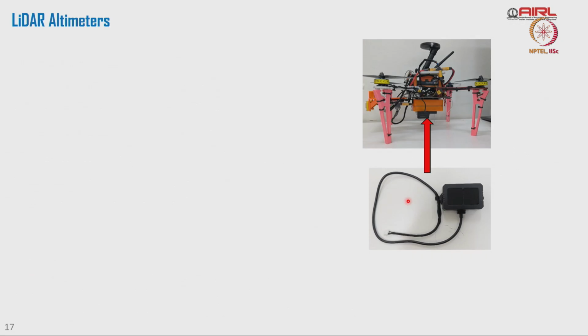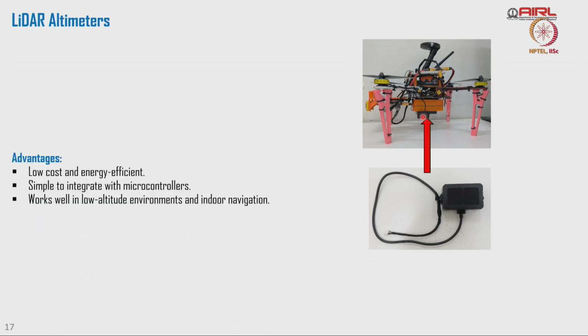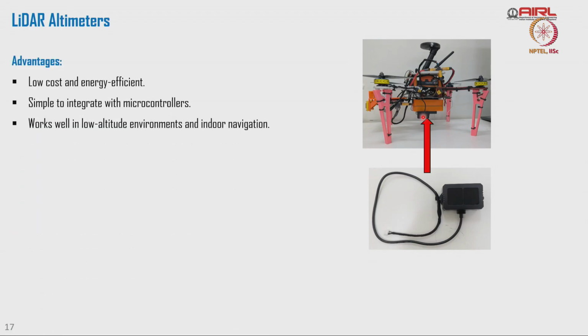Or you can use a LiDAR based altimeter, a single point LiDAR. Sometimes we do use a single point LiDAR. I am just showing an example here where it is mounted exactly at the CG point, right. It is also low cost, energy efficient, and easy to integrate. You can combine it with a microcontroller, get the altitude information, and send it directly to your flight controller.